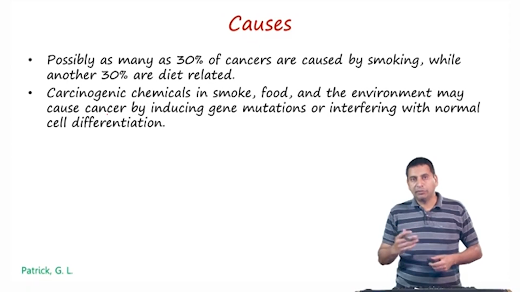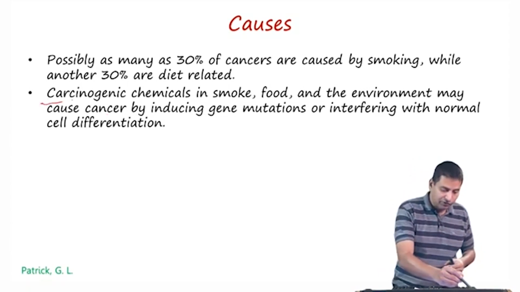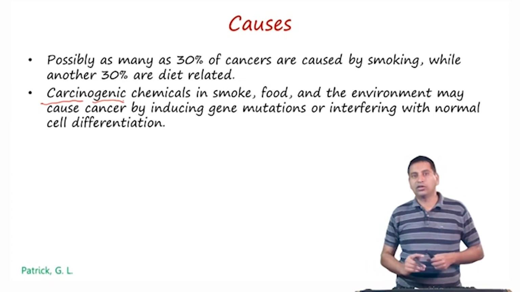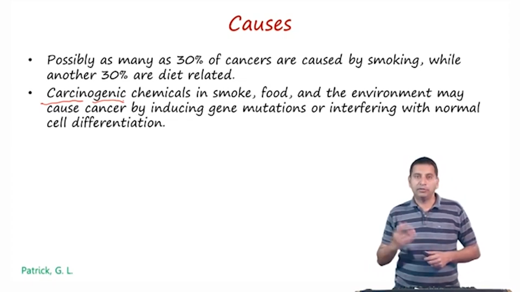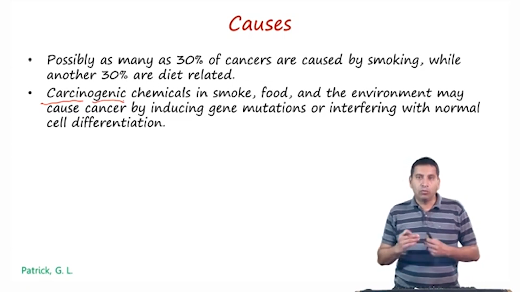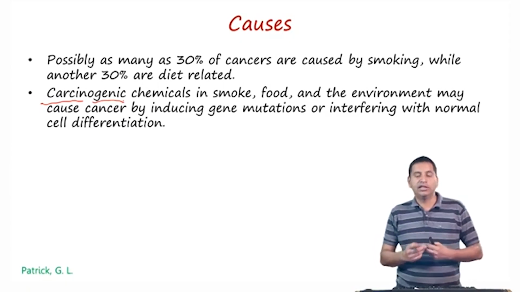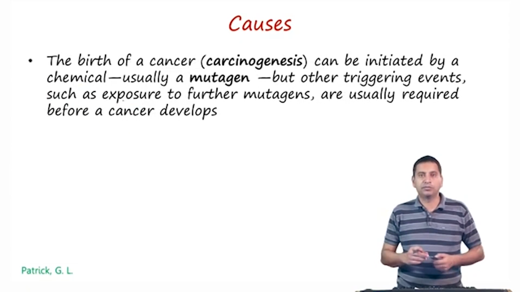As many as 30% of cancers are caused by smoking, while another 30% are pretty much diet related. There are a number of molecules known as carcinogenic molecules. What this means is that these are cancer causing chemicals, and these can be in the smoke or the food and of course, the environment. These can induce gene mutations or interfere with normal cell differentiation. Once one of these two mechanisms happens, it is likely that cancer can develop.